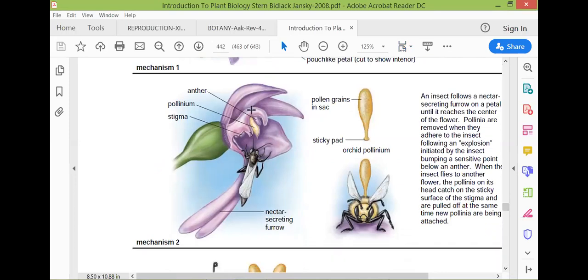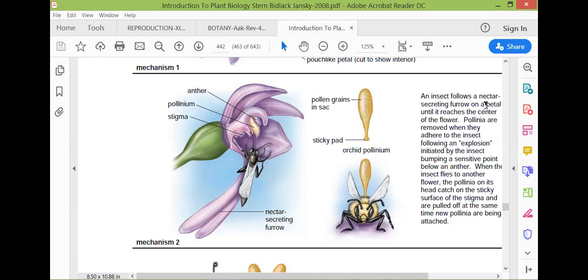So this is a side view, anther is shown here. These are the polliniums, and this is the stigma. Now this insect has entered the nectar secreting furrow. So the nectar will come down from here, and then who comes right there? Your B. So pollen sac, pollen grains in the sac. This is the orchid pollinium. Inside it are the pollen sac and pollen grains, and this is the sticky pad. It will come and stick to B.